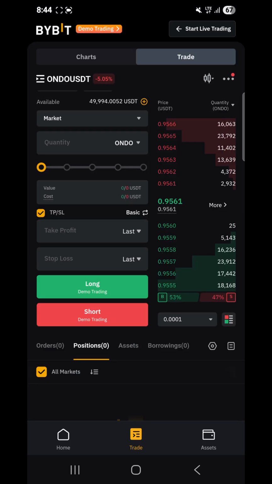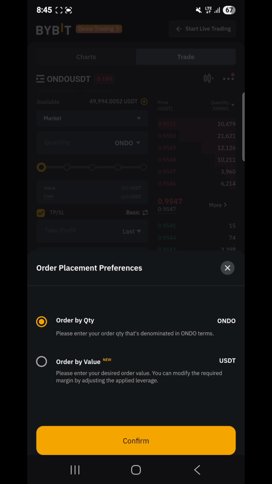Now, position trading is what I recommend for beginner traders, people who are just starting out on futures trading. So this is what I recommend for you guys. Start with position trading. Don't enter leverage immediately, because position trading gives you the opportunity to control your risk. We know you want to make more money on crypto, but risk management is very, very important. I'll still make a video on that very soon. So I've set this order placement preference to order by quantity, not order by value.